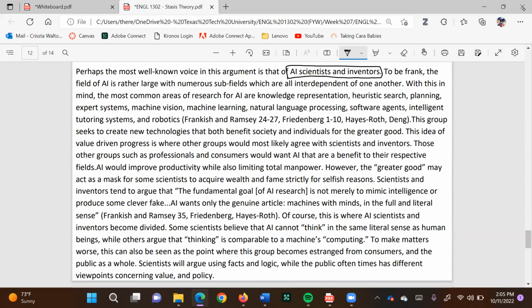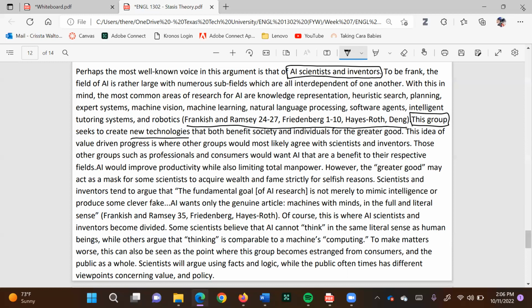To be frank, the field of AI is rather large with numerous subfields which are independent of one another. With this in mind, the most common areas of research for AI are knowledge representation, machine learning, natural language processing, software agents, intelligent tutoring systems, and robotics. We have the source that shows how they figured out all these fields of AI. This group seeks to create, so the AI scientists and inventors, this group seeks to create new technologies that both benefit society and individuals for the greater good.